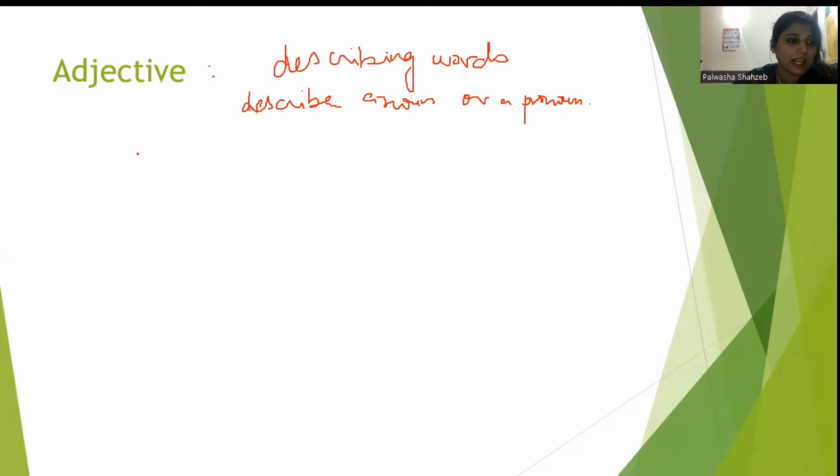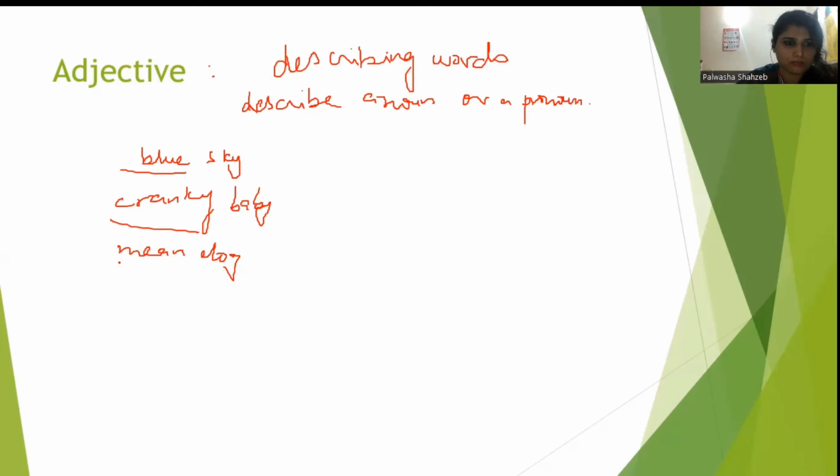And for example, blue sky. The colors could be describing words. For example, cranky baby. We are describing the mood of the baby. So it's like cranky baby, stubborn baby. When we say mean dog, he's barking on us very rudely. Then spacious room. We say spacious room, and spacious is something which is wide. So that's going to be an adjective.